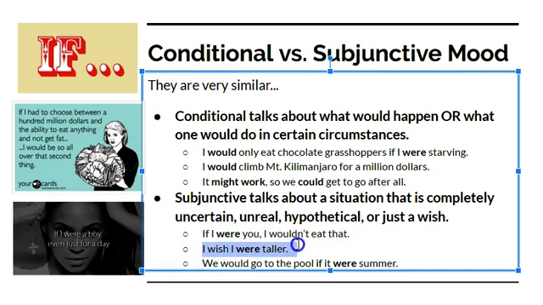I wish I were taller. Now, unless you're about to have a growth spurt, you're probably not about to get taller. Most teens and adults are not going to get taller at this point. So, this is a wish that is unlikely, and therefore it's subjunctive. We would go to the pool if it were summer, but it's not. Okay? Or I'm just wishing right now. Therefore, it's subjunctive. Got it?